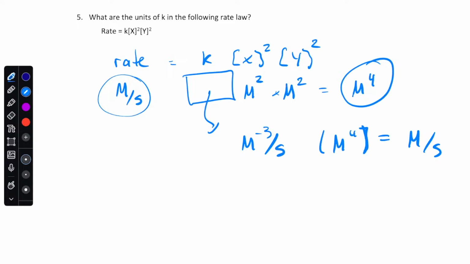Isn't it M to the minus 3, S to the minus 3? M minus 3, S minus 1 is the same thing. So yeah, you could also write this out as M minus 3, S minus 1.